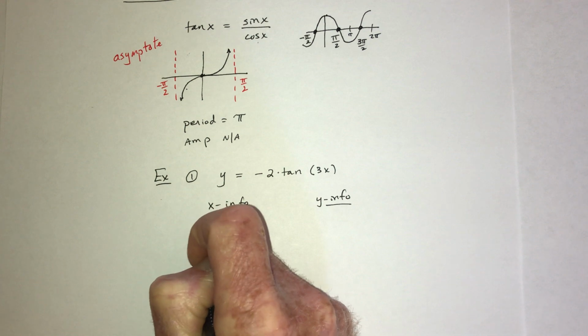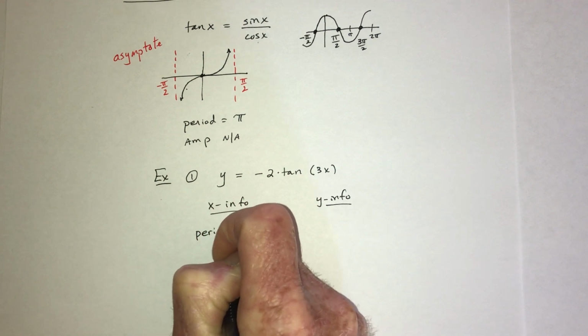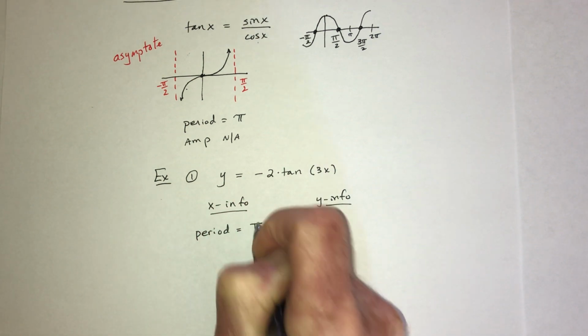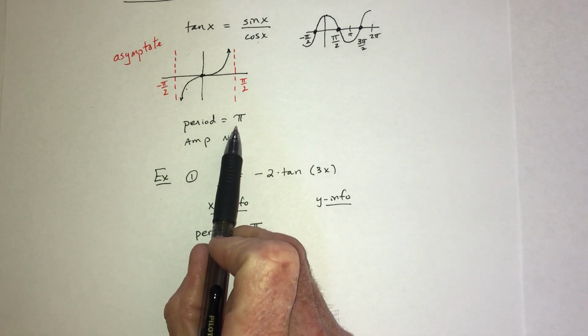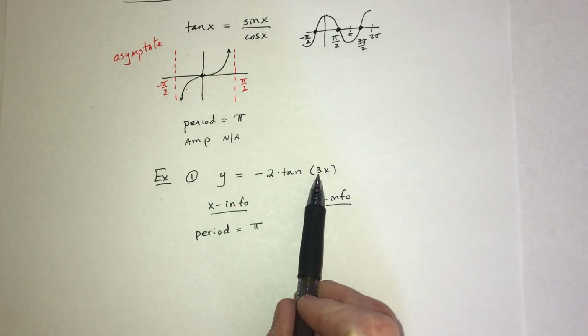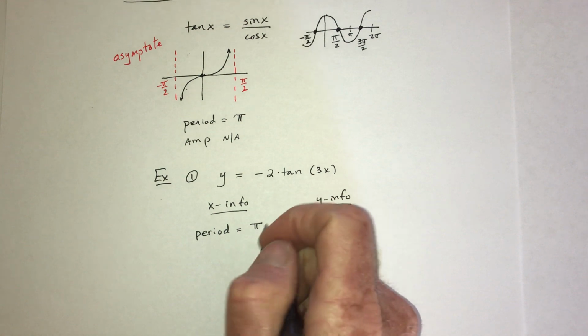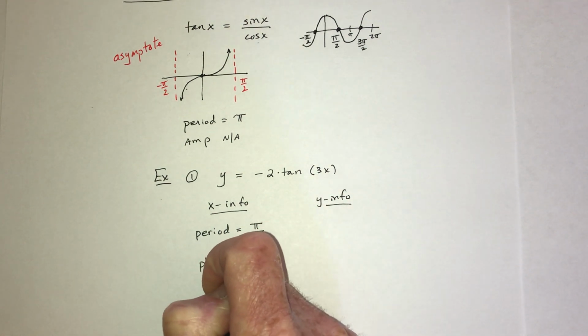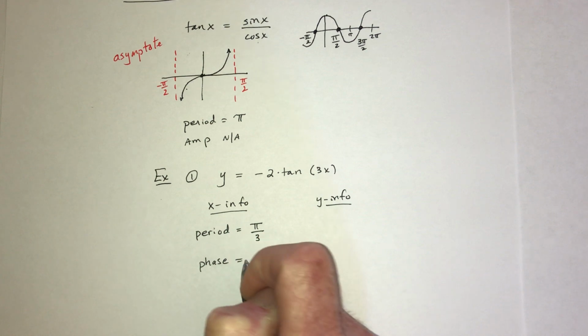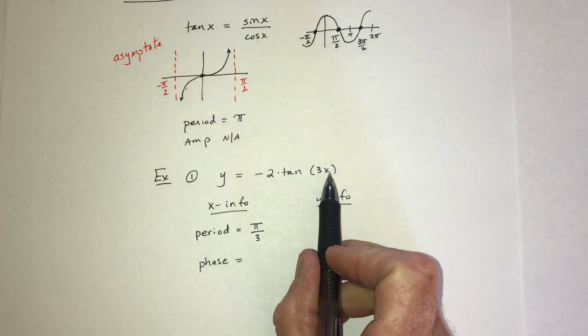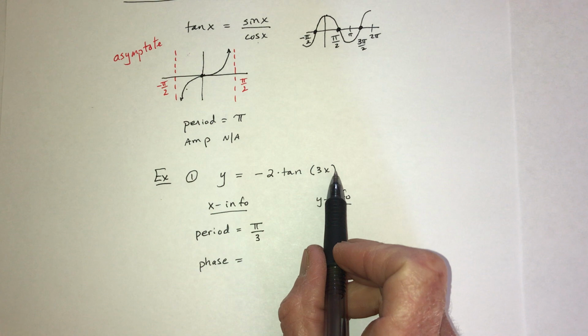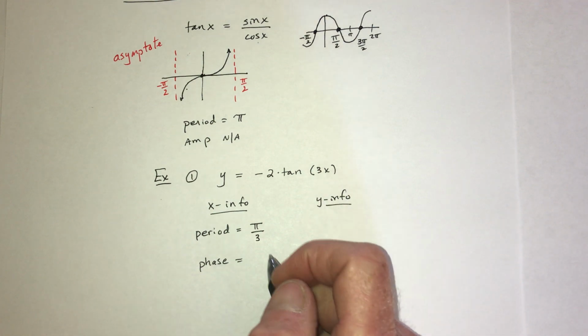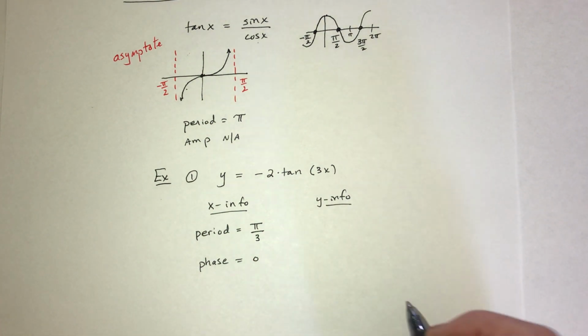So there is, first of all, the period. So originally, tangent has a period of pi. Then you need to divide by this number. So it's going to be pi divided by 3. Then the horizontal shift or the phase shift, this has none because it doesn't have plus pi or minus pi or anything like that. So either say none or 0.